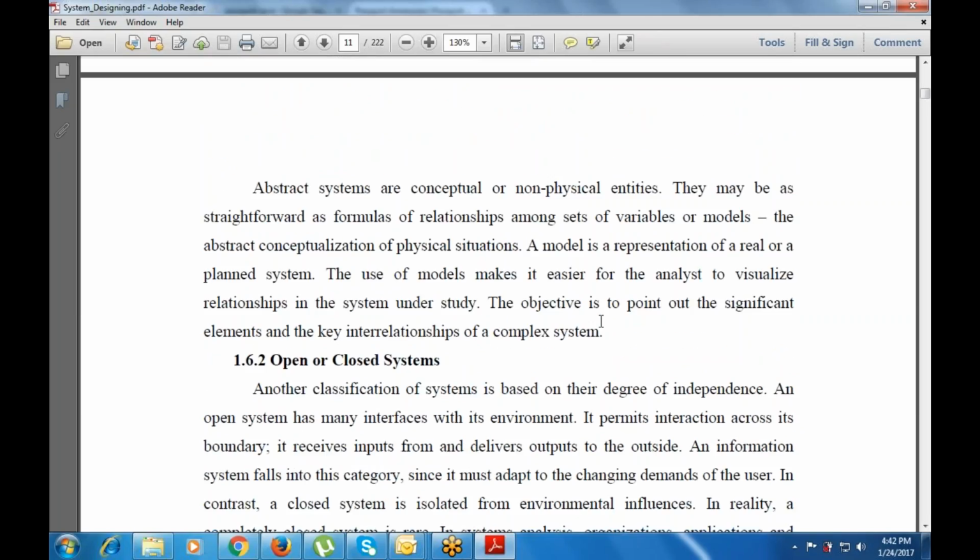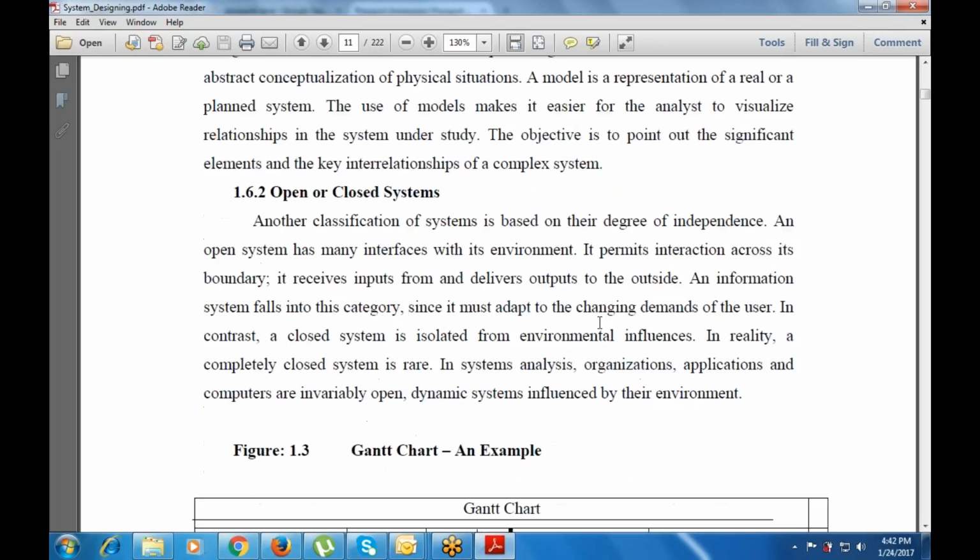Abstract systems are conceptual or non-physical entities. They may be straightforward formulas of the relationship among a set of variables, or models, the abstract conceptualization of a physical situation. A model is a representation of a real object or a planned system. The use of models makes it easier for the analyst to visualize the relationships in the system under study. The main objective is to point out the significant elements and the key interrelationships of a complex system. This is the physical or abstract system: one is physical, one is abstract.